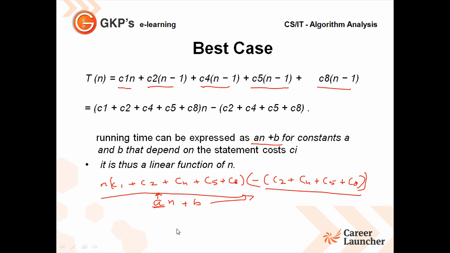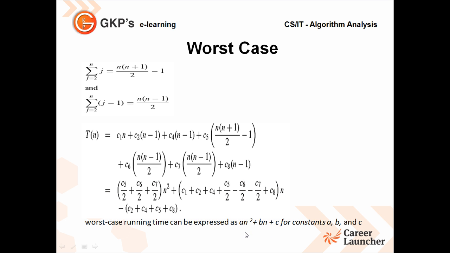So what will be the running time for linear function? We represent the running time of linear function, or say if it's order of an plus b, so we say this is equal to order of n. That means the total running time of this equation in best case will be order of n. But if it is worst case, then both while loop and for loop will work.